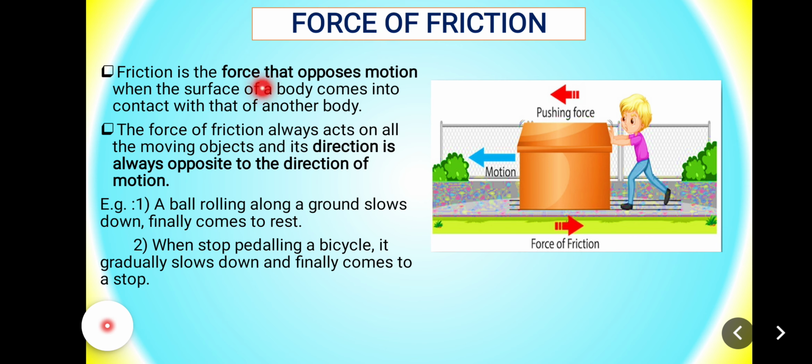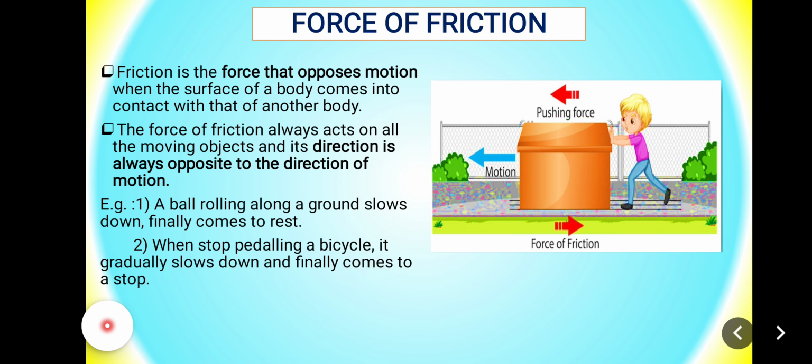Friction is the force that opposes motion when the surface of a body comes into contact with that of another body. The force of friction always acts on all the moving objects and its direction is always opposite to the direction of motion. For example, a ball rolling along a ground slows down and finally it comes to rest. When we stop paddling a bicycle, it gradually slows down and finally comes to a stop.